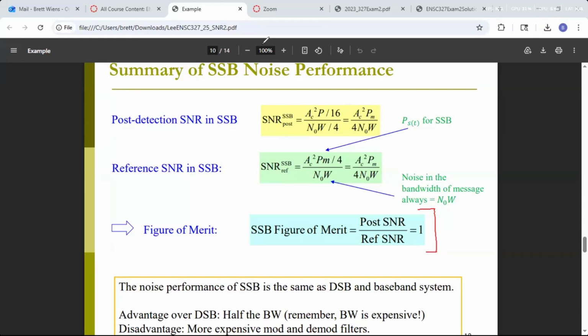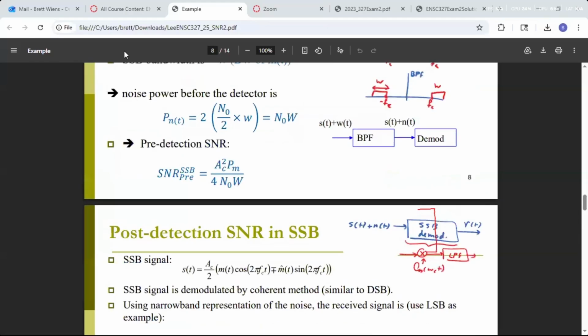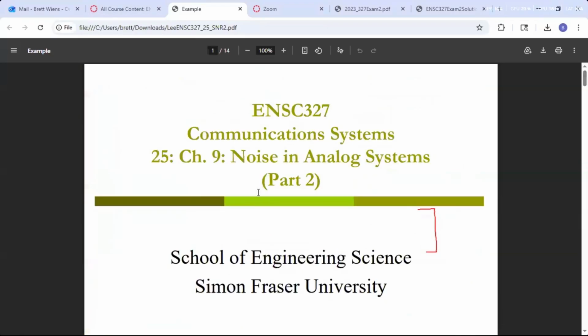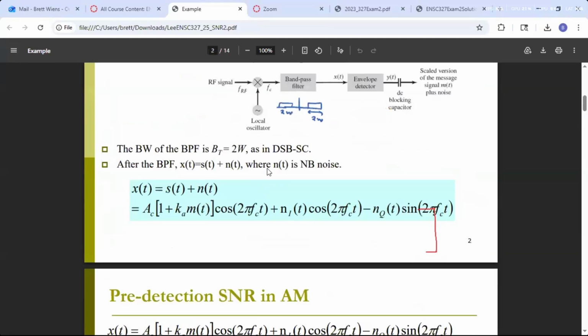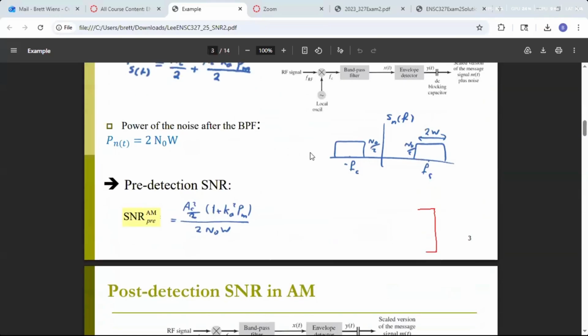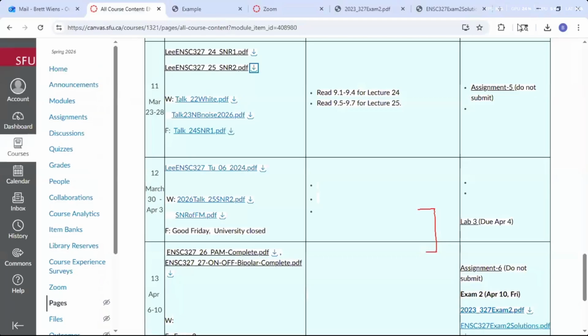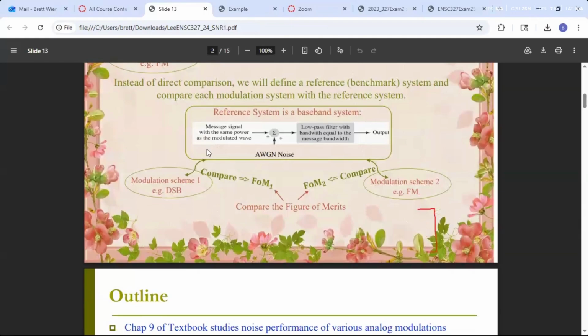What is the difference between pre-detection SNR and reference SNR? All right, that is basically the point in the radio diagram at which we're actually comparing the signal and noise power. Let's see a simple case somewhere here if it's marked. I think we might need to open up the previous slides. Do I have this?